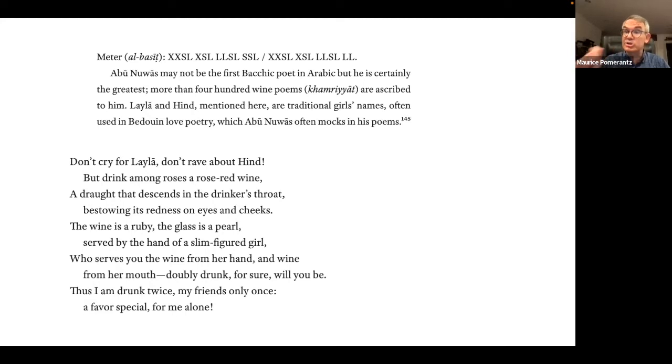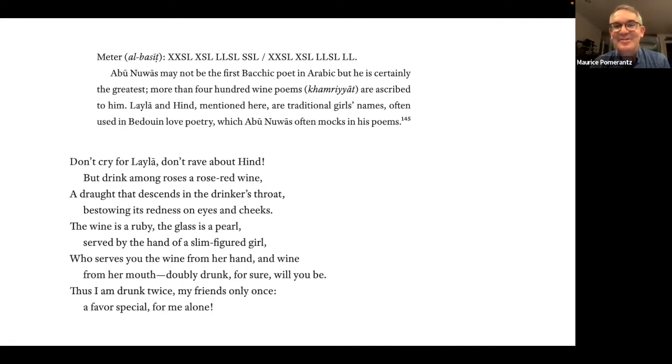Abu Nuwas is doing something in this poem. This is a poem about poetry, actually. Right now we think it's a poem about drinking wine, right? Most of you thought that. I would imagine all of you thought that. It's a poem about drinking wine and how nice it is to drink wine from a beautiful woman, right?